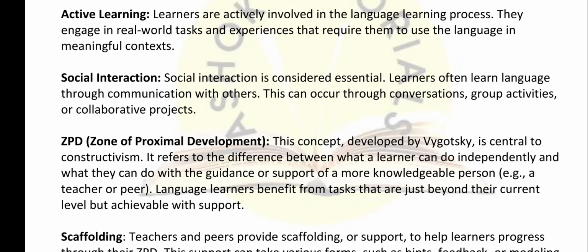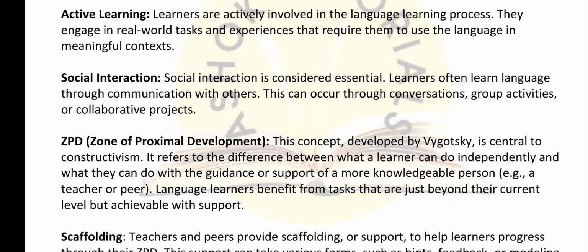Let us see. This concept developed by Vygotsky is central to constructivism. As I told you in that video also, whenever we talk about constructivism, we always bring Leo Vygotsky into the picture. Leo Vygotsky is known as the social constructivist. So this concept of zone of proximal development is central to constructivism. It refers to the differences. What differences? Between what?